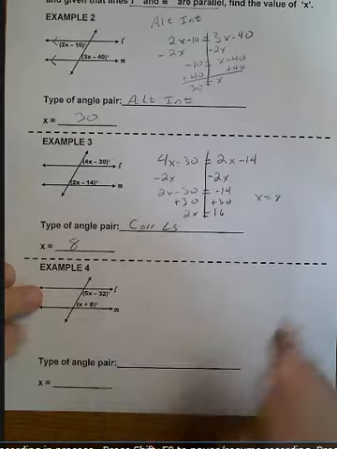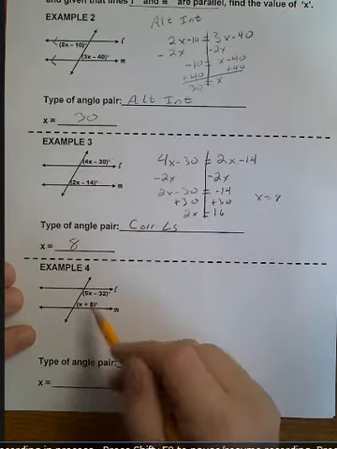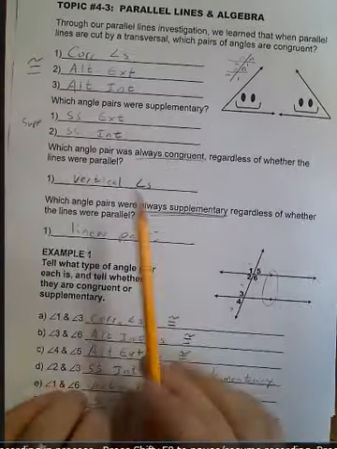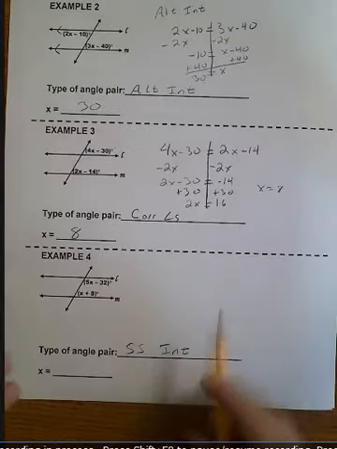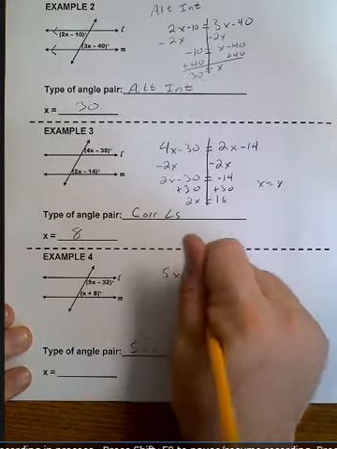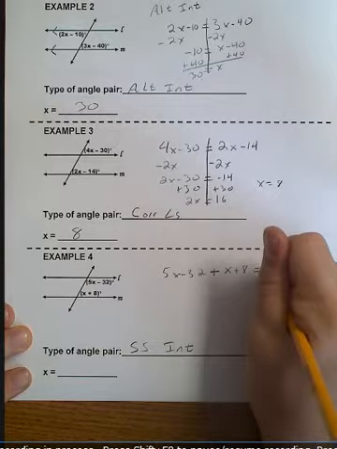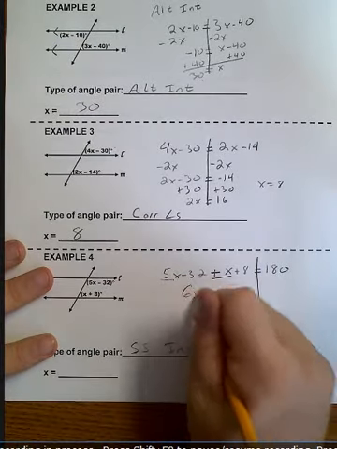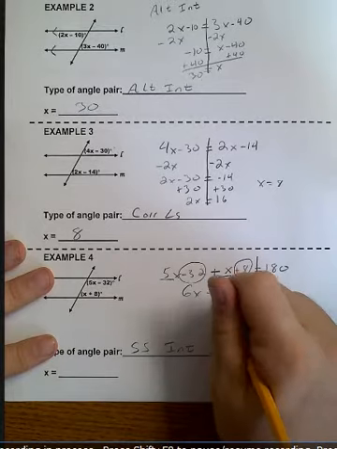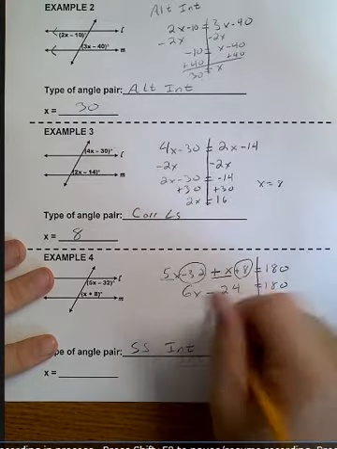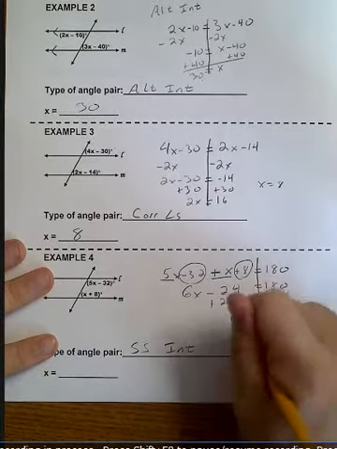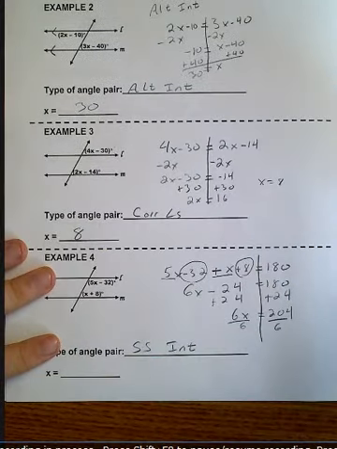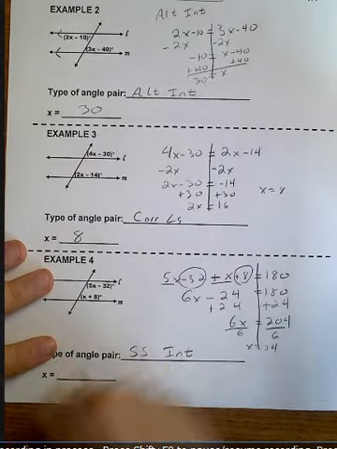On to example number 4. Take a look at these two. They're on the same side and they're both interior. So these are same side interior angles, which we know to be supplementary. What that means is that they add up to 180. So 5x minus 32 plus x plus 8 equals 180. We'll combine similar terms. Move other numbers over. And we get that x equals 34.